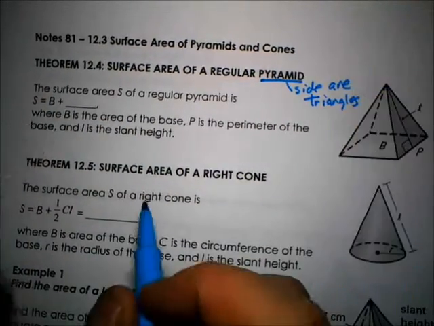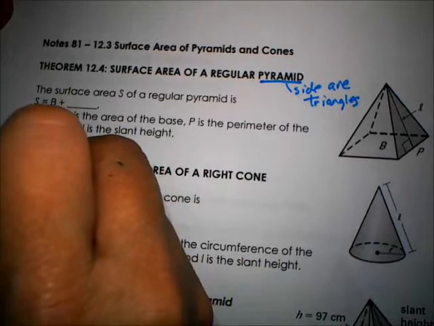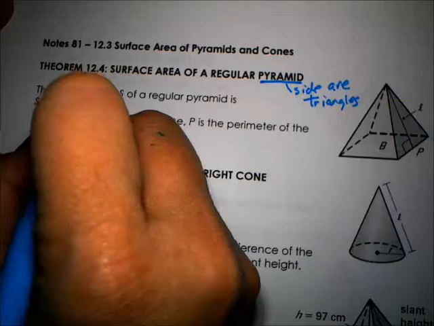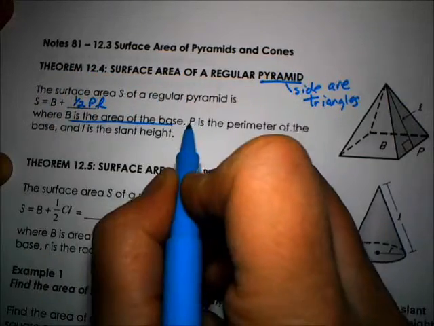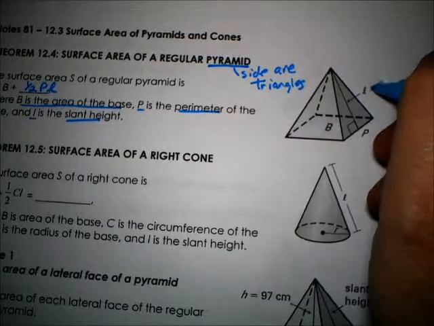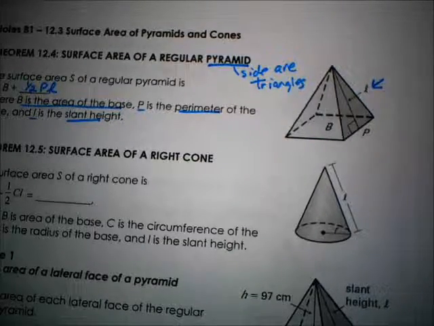So the formula for surface area is capital B, which is the area of the base, and then it's 1/2 of PL, where P is the perimeter and L is the slanted height. The slanted height is the side's height, the lateral height.